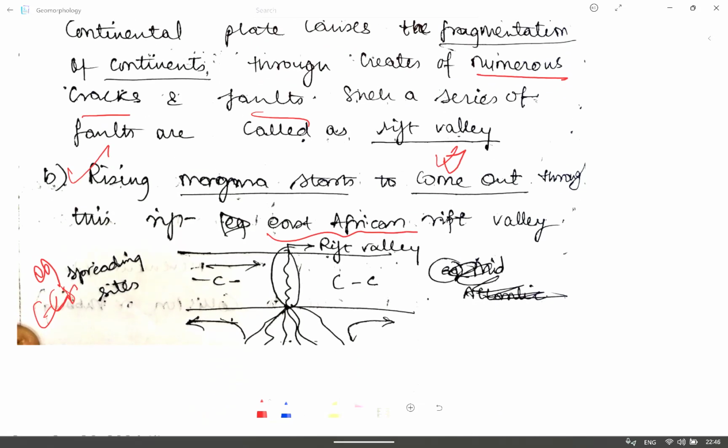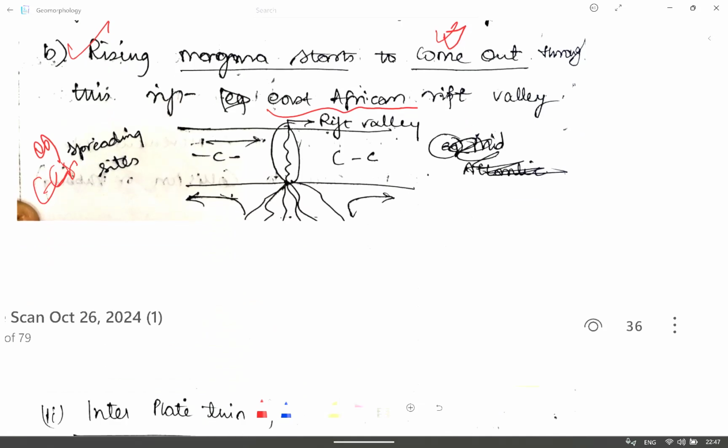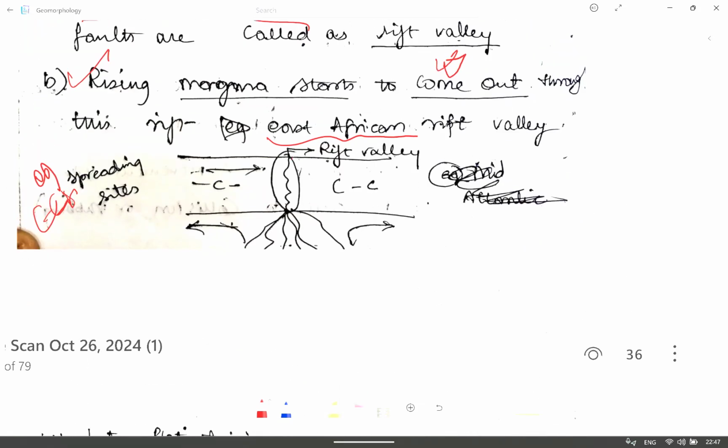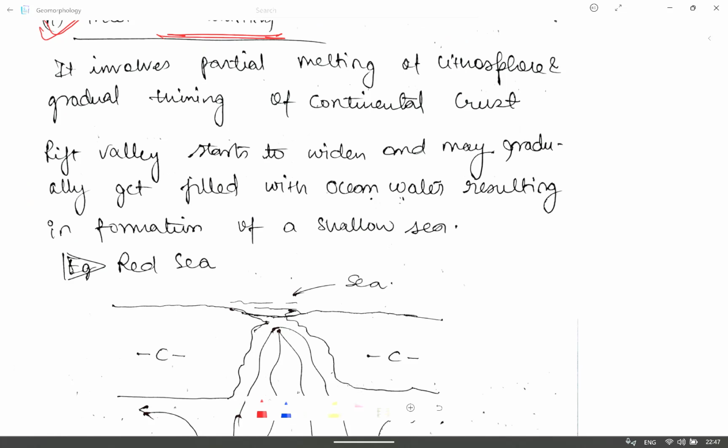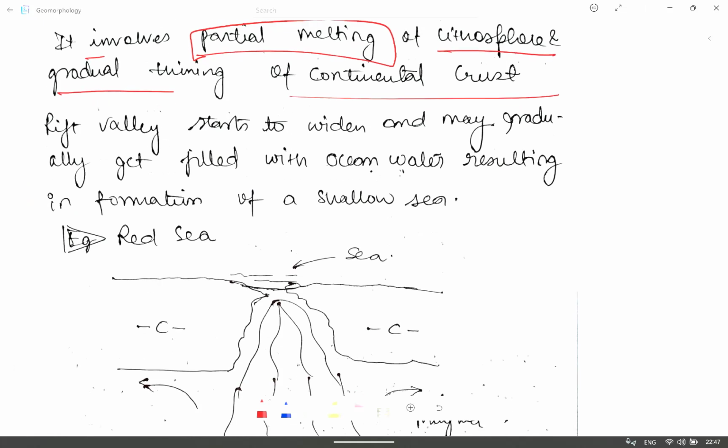Now, continent यहाँ पर भी, so this is the two continents. Now, these continents, because of the magma, it is getting separated. Now, this separation is leading to formation of Rift Valley, and then in Rift Valley, there is magma which is coming out. Next is interplate thinning. Interplate thinning क्या है? It involves partial melting of lithosphere and gradual thinning of continental crust.